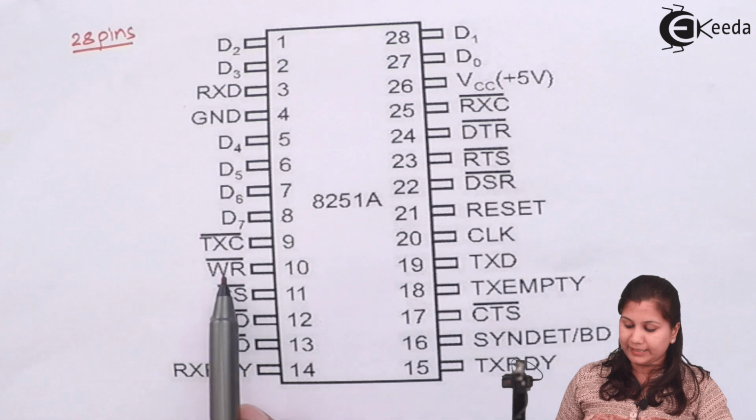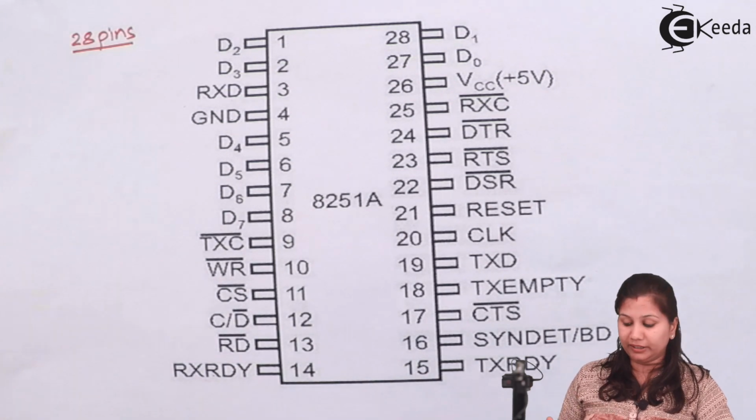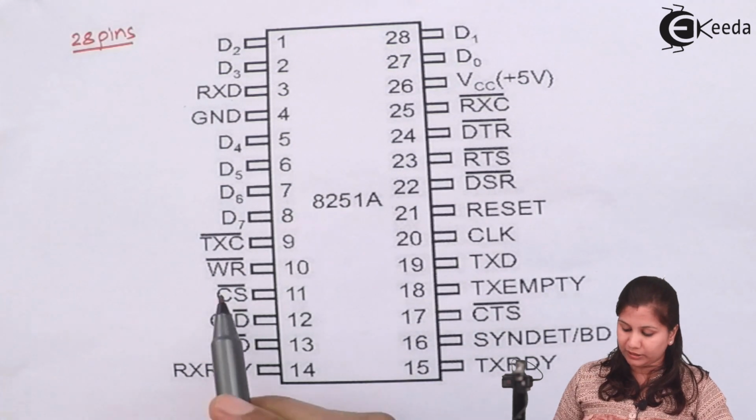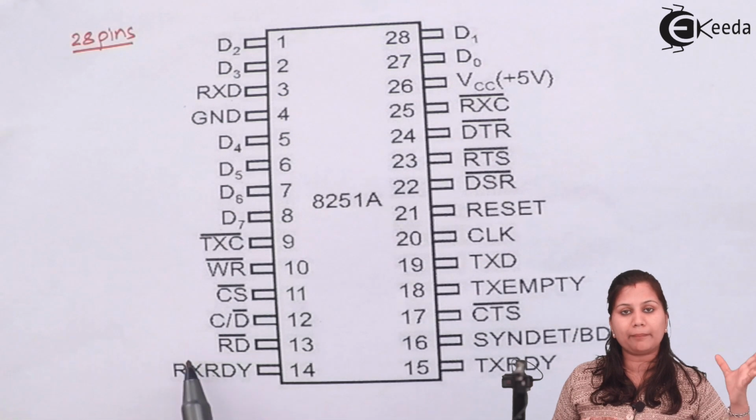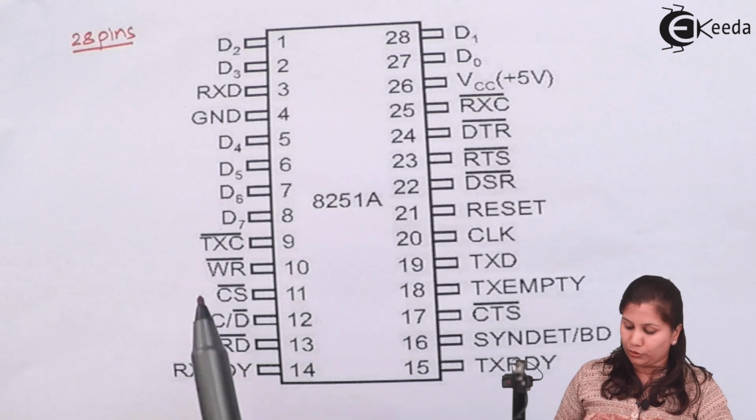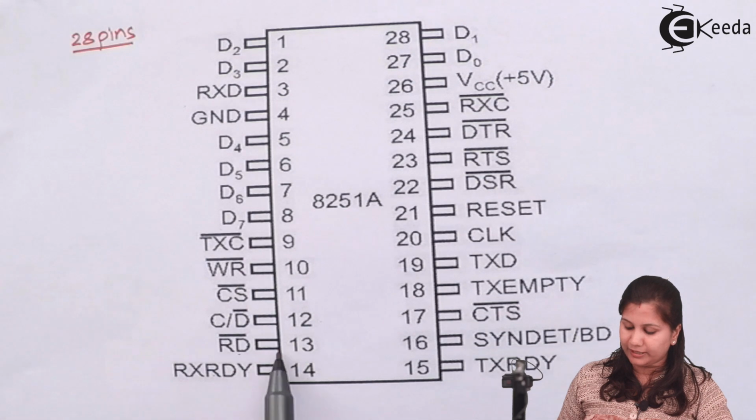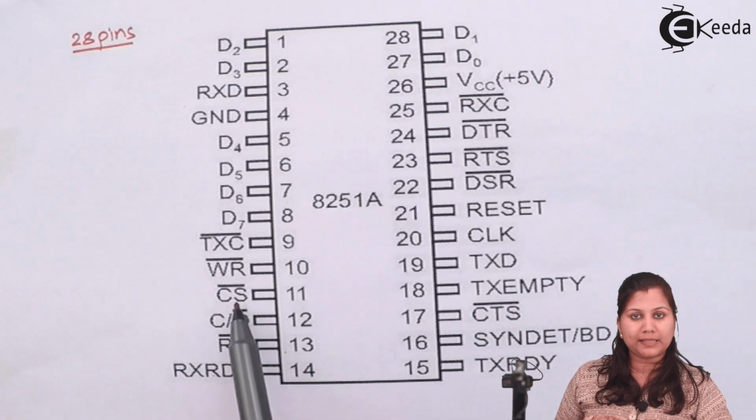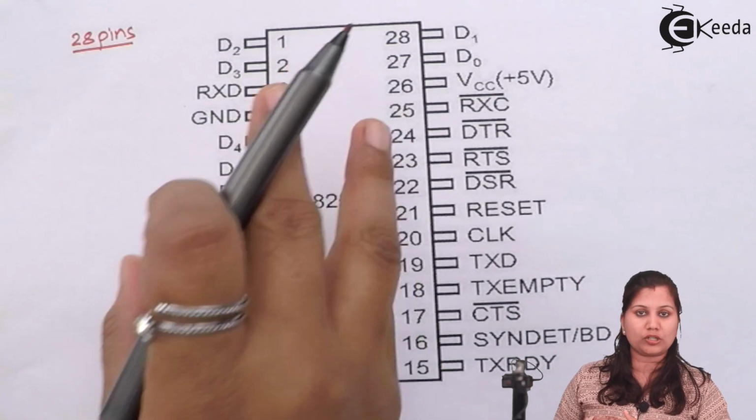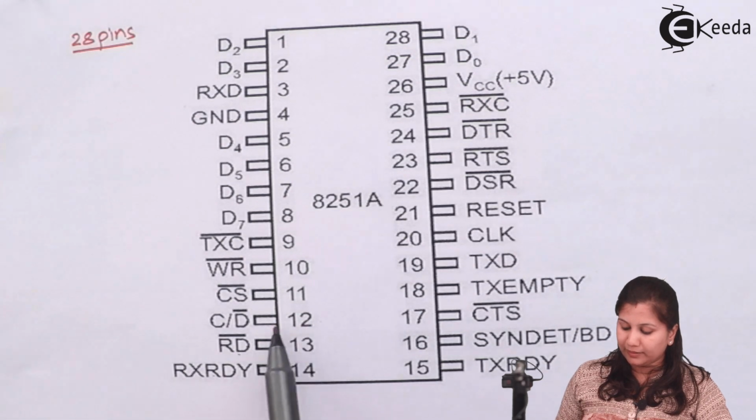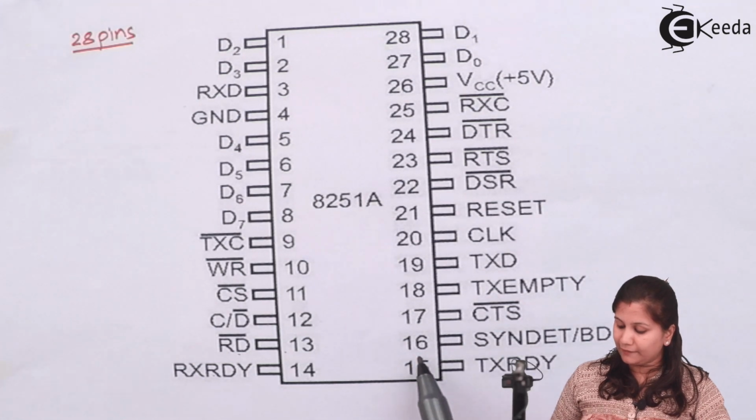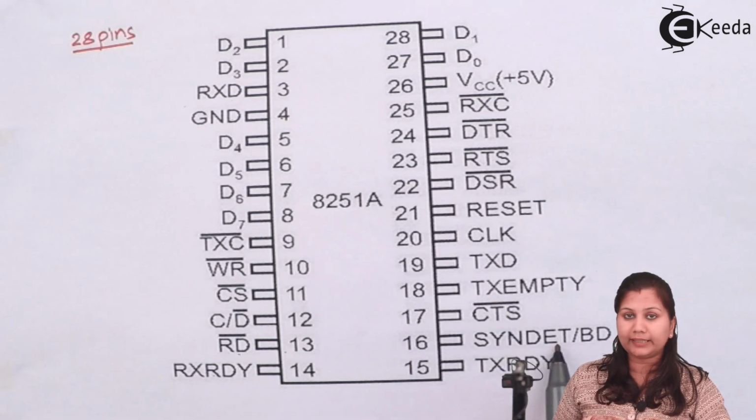Then we have read and write signals, because data will be either written into the 8251, or the data can be read from it. So it will have the write and the read signals which are coming from the microprocessor. Write is at pin number 10 and read is at pin number 13. Then we have CS bar. This is the chip select signal which is used to select this chip 8251. Then the 12th pin is for control and data pin. Then we have pin number 16 for sync detect and break detect.